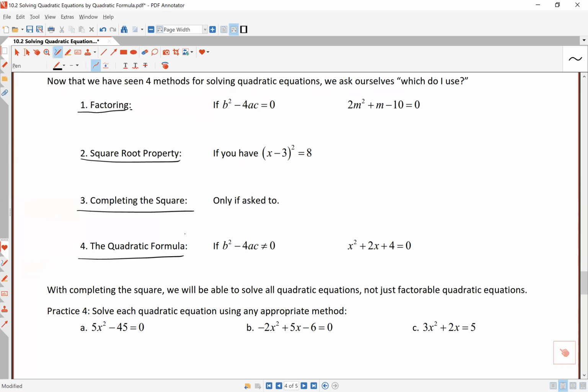If you can see that your discriminant is 0, it will factor. Or if you see your polynomial as being factored pretty quickly, then you can use the factoring method. I will use the square root property only if it's set up ready to go. The square has been completed for us. 3, completing the square. People only use this technique if the directions say you must use completing the square. And for all other cases, you use the quadratic formula.